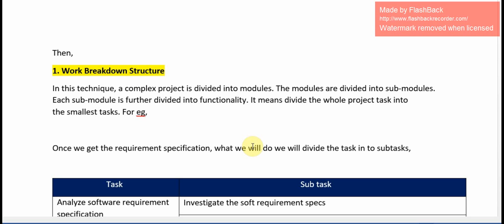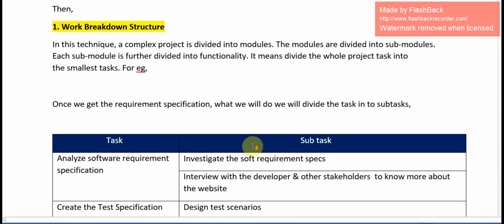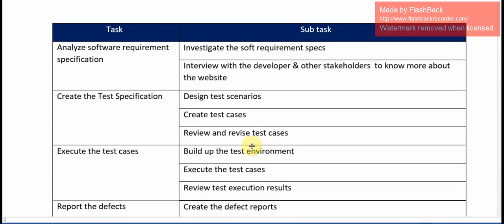For example, once we get the requirement specification, what will we do? We will divide the task into subtasks. Here I have given some tasks and subtasks in the table. We will see. For example, take analyze the software requirement specification as a task. Then we can divide it into 2 subtasks, like investigate the software requirement specification and interview the developer and other stakeholders to know more about the website.